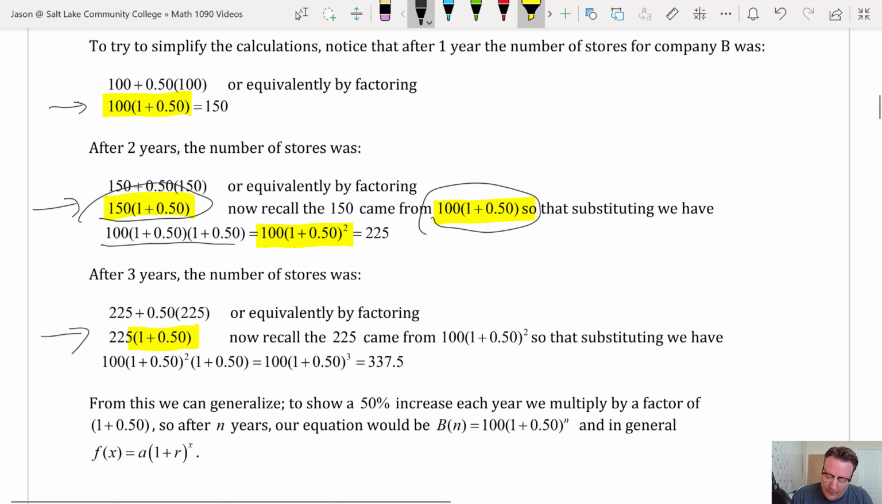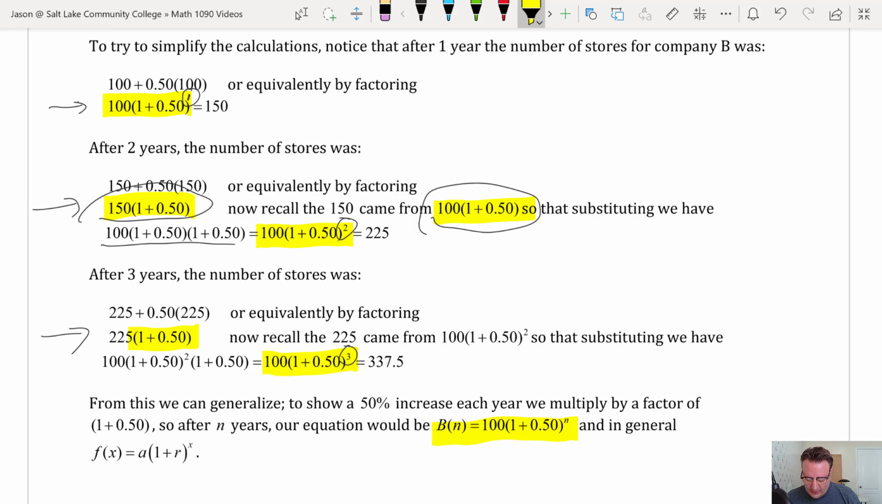And so we can summarize after 3 years, what's going to happen is we're going to have 100 times 1.5 to the third power. Okay, notice the exponents on these. I'm going to put a 1 in right here. And notice, so here's an exponent of 1, here's an exponent of 2, exponent of 3. Okay? So in general, if we were to name this function b as a function of n, the number of years, then we would get this expression.